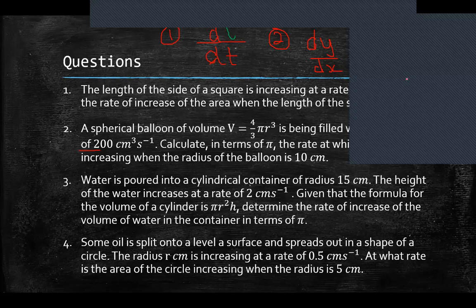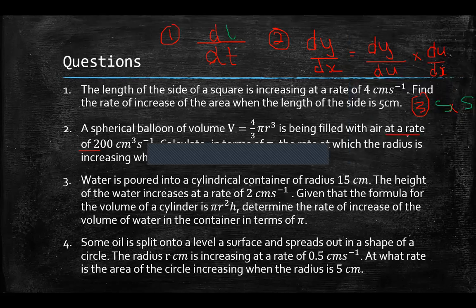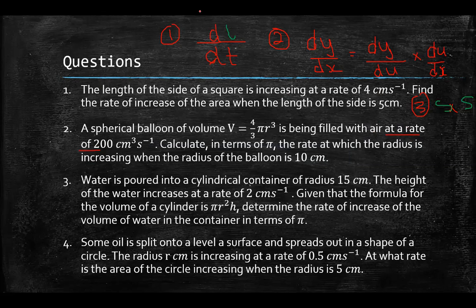Now, let me repeat that again. At a rate of, the minute you see that phrase, you know you're dealing with a rates question, and you need to note these 3 things. The first thing you need to note, wherever you see at a rate of, that means with respect to time. If it's with respect to time, then it's over dt. It's d something, whatever quantity they ask you for, over dt.